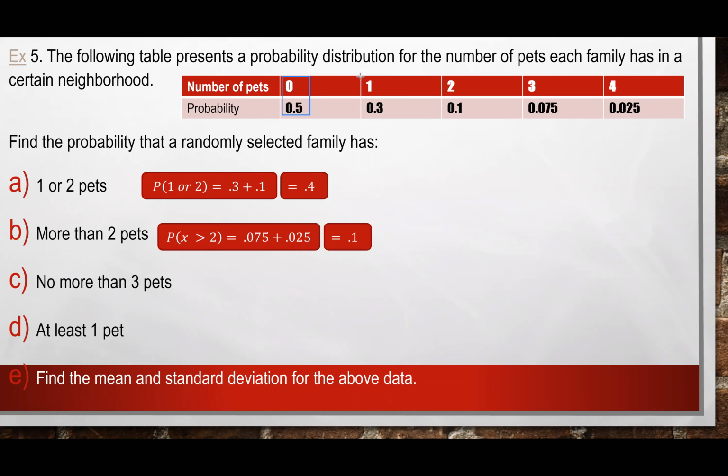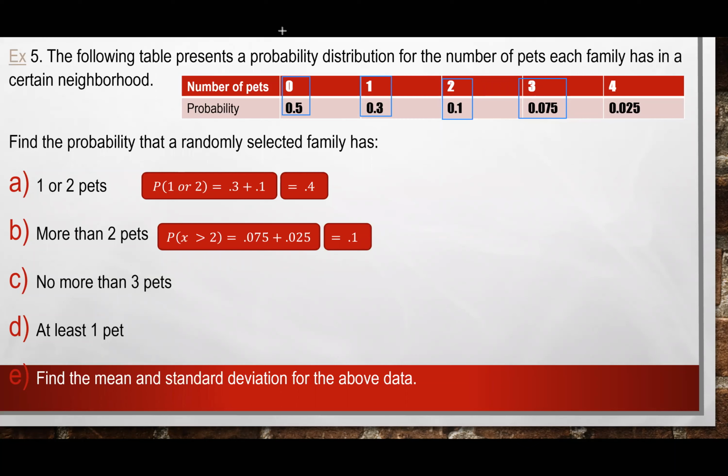The 1 is not more than 3, the 2 is not more than 3, and also the 3 is not more than 3, right? No more than 3 basically tells you to find the probability of 3 or less, right? Because 4 is more than 3, so it's not in the "no more" situation, right? No more than 3 means basically the same concept.